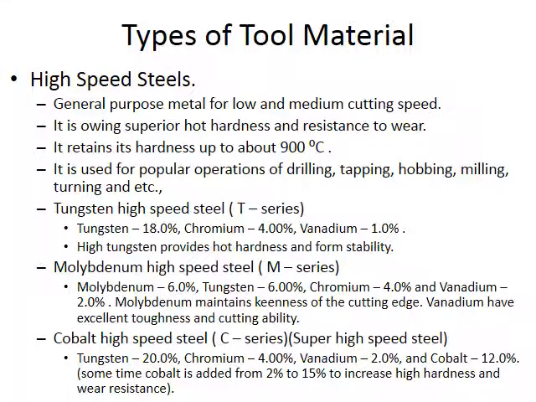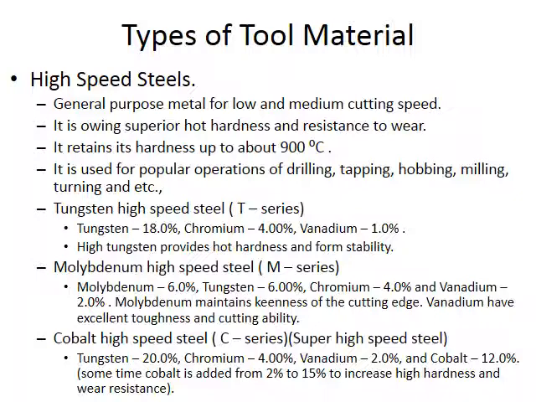So the molybdenum is 6%, tungsten 6%, chromium 4%, vanadium 2%. This is the standard value. It should not be more than that, and it should not be less than that. In between, we can use some percentage of the material. Molybdenum maintains the sharpness of the cutting edge. Vanadium gives the excellent toughness of the cutting edge.